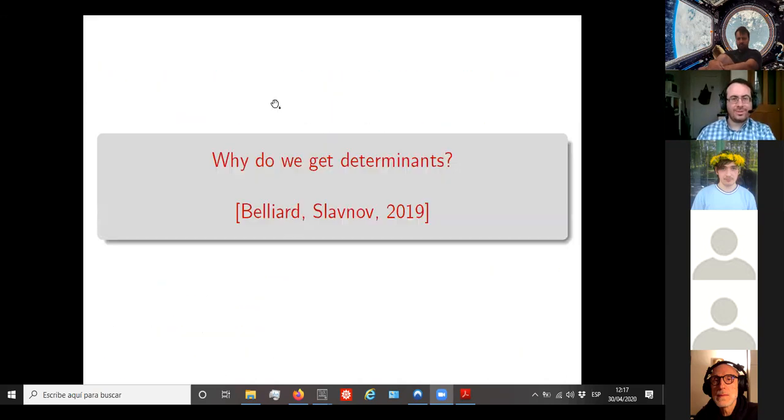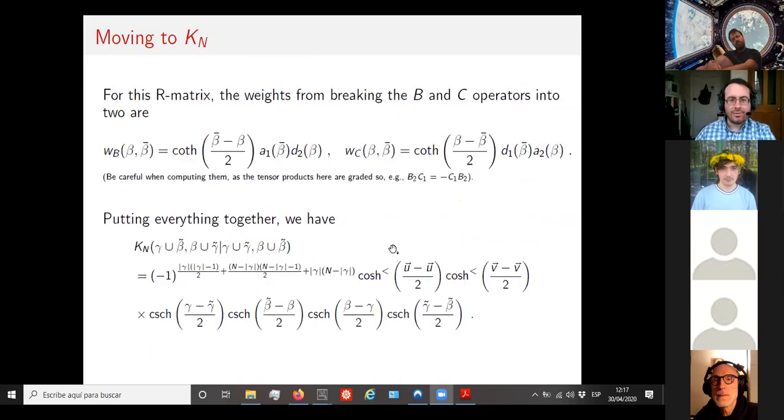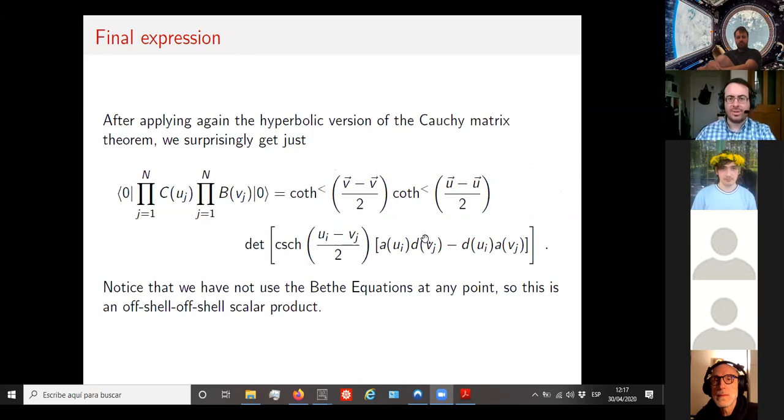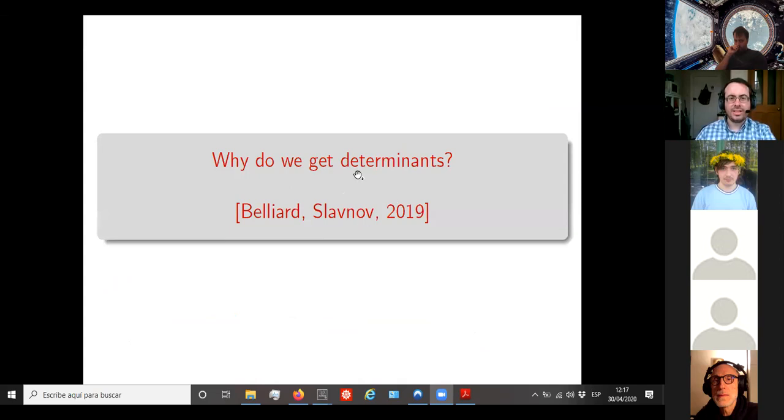Okay, which I'm going to go to now. So that's the punchline. Why do we get determinants? Why are these sums over partitions, which involve very weird and nontrivial functions, at the end rewritten in terms of determinants? That was more or less answered in this paper by Slavnov and Samuel Belliard, who is also here.